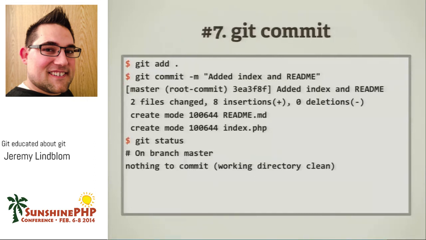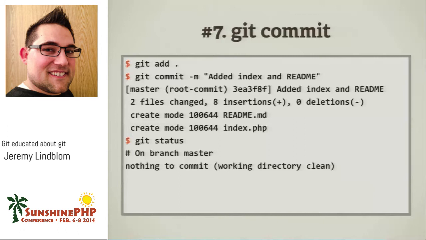But I want to go ahead and commit that README. So if I type git add dot, that actually is a command to put everything into the staging area. So that's one you have to be careful with. It literally puts everything in your staging area, even if you didn't want it to be.